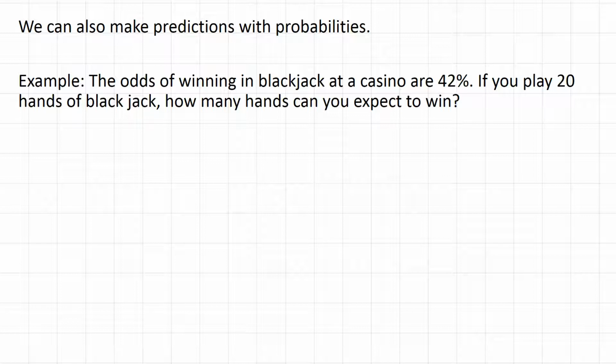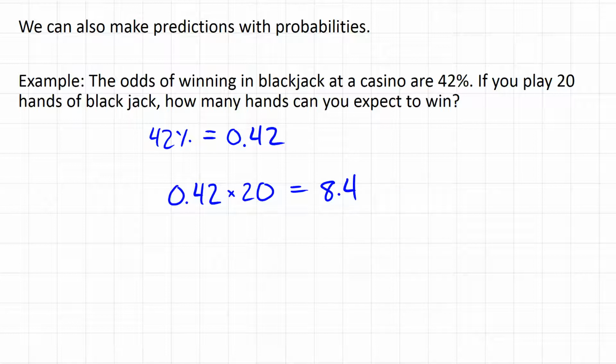Well, this is just like a percent question. 42% as a decimal is equal to 0.42. And so 42% of 20 hands is 0.42 times 20. 0.42 times 20 is 8.4. Now you can't win a decimal number of hands, so you can expect to win 8 hands, rounding down.